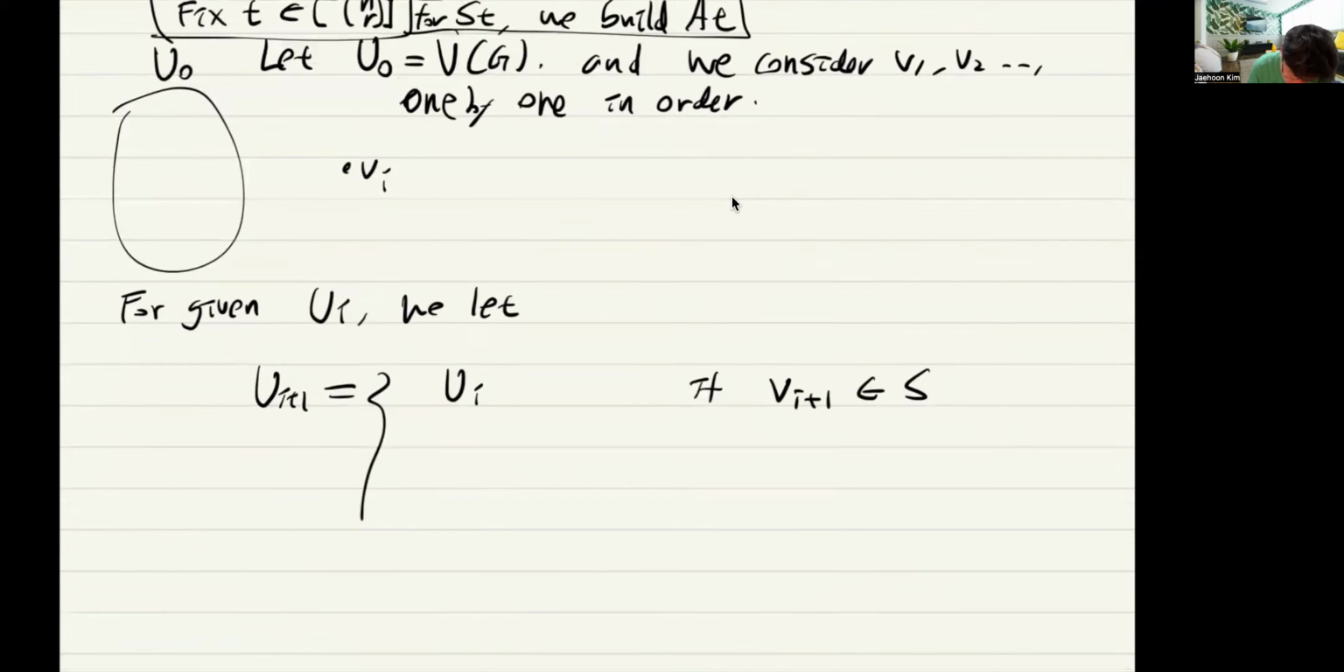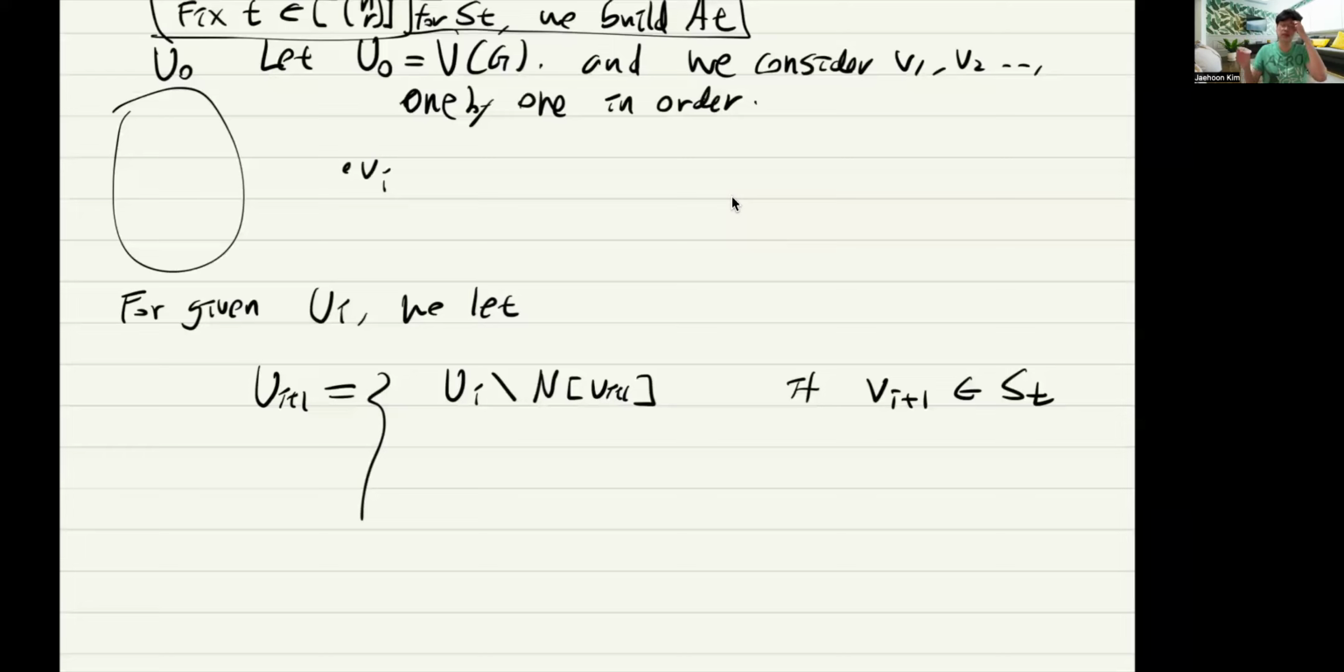So for the fixed one, if this one is in FT, then what we do is we delete the close neighborhood of this b_{i+1} from U. So you delete b_{i+1} and you delete all the neighborhood. And if this one is not in ST, then you simply delete b_{i+1}.